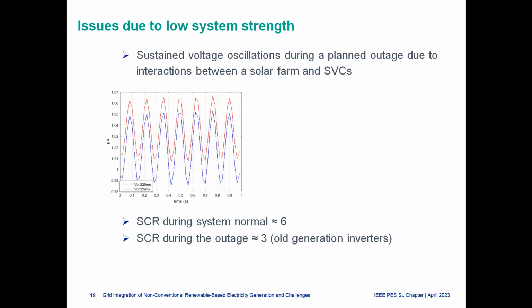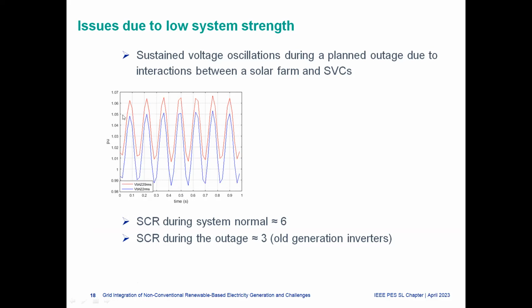And this is another example of issues with low system strength or low fault levels. You can see some interactions with different plant. This is the interaction with the solar farm and the SVC. What we noted is there is about 7 to 8 hertz oscillation happening in the network. Voltage oscillation, you can see it's about 7%, 8%.